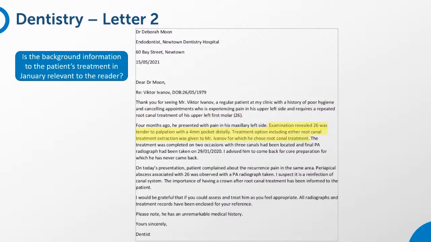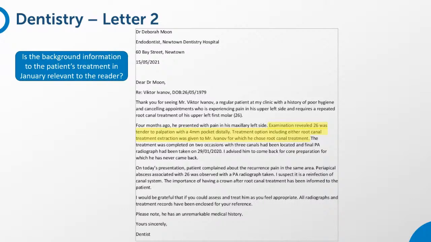Looking at this section of paragraph 2, I want you to let me know as a poll question whether the background information to the patient's treatment in January is relevant to the reader. So you've got 3 options to choose from: yes, no, or not sure. Looking at that part of the letter which I've highlighted on the screen, would you say that this background information is relevant to the reader based on the situation that we're writing about today? What are your thoughts?